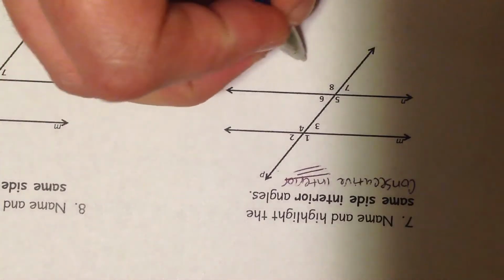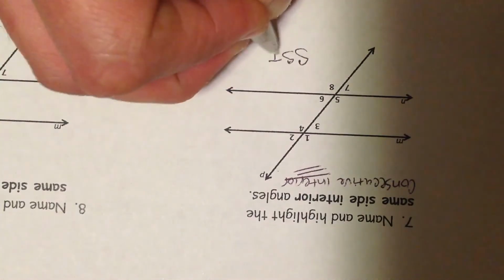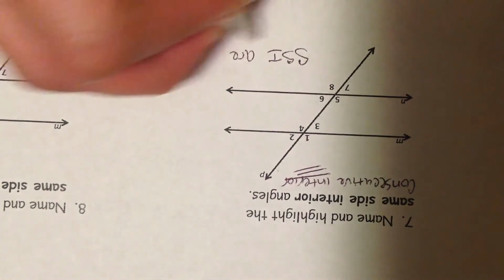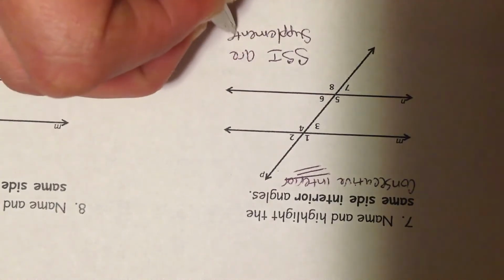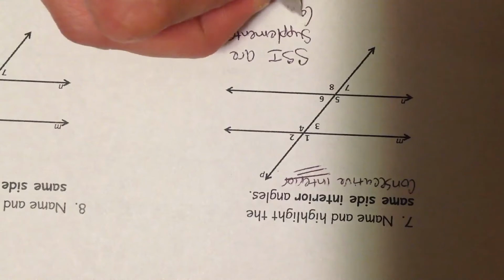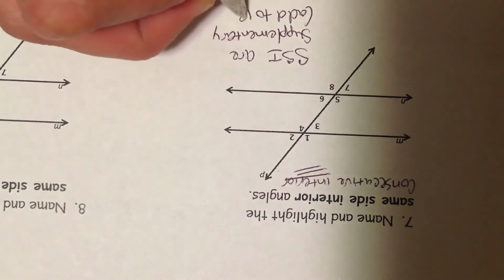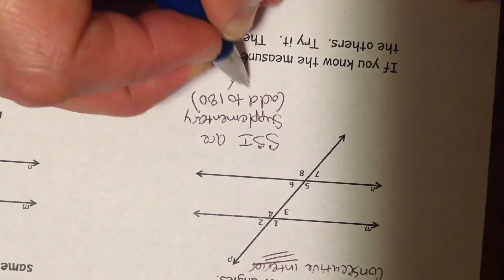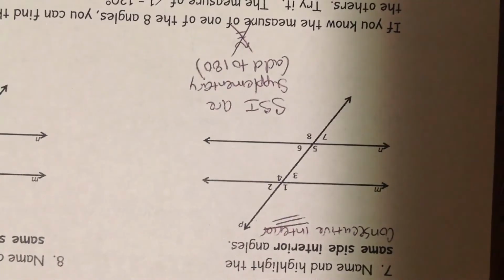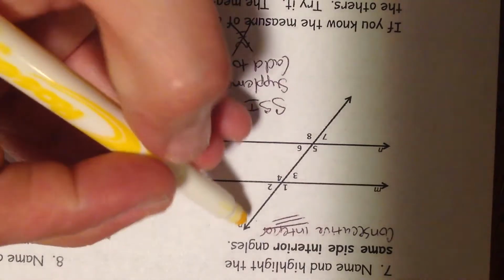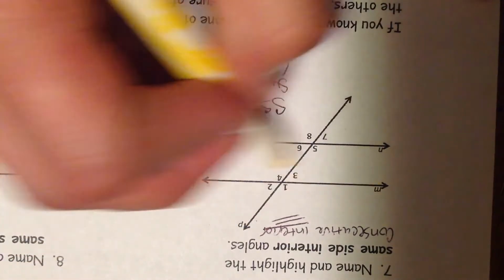And by the way, same side interior angles are supplementary, which means they add to 180, and they are not congruent. And you'll see what I mean in a minute. So again, we have to be on the same side of the transversal, which is P, and they have to be inside lines M and N.